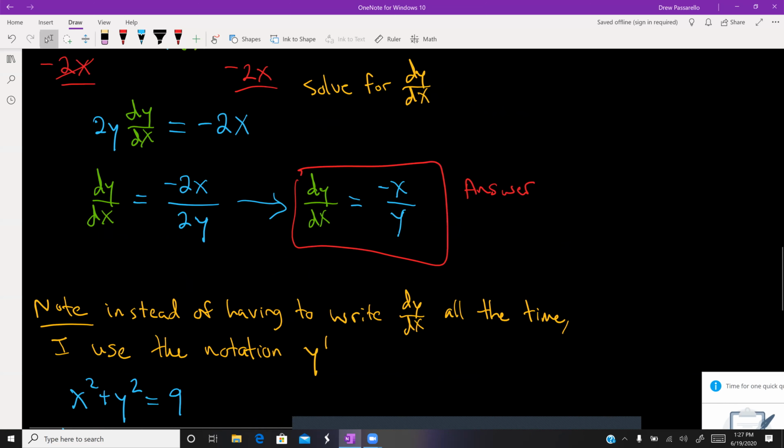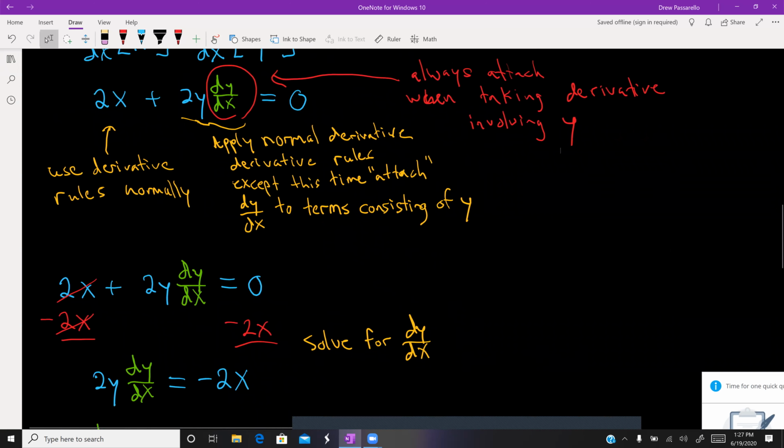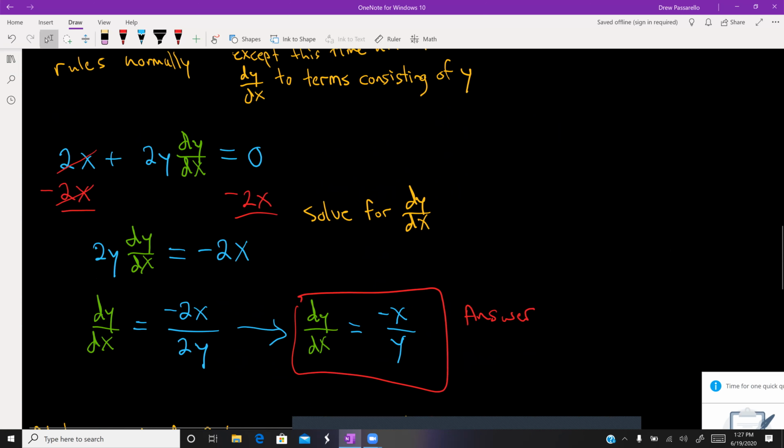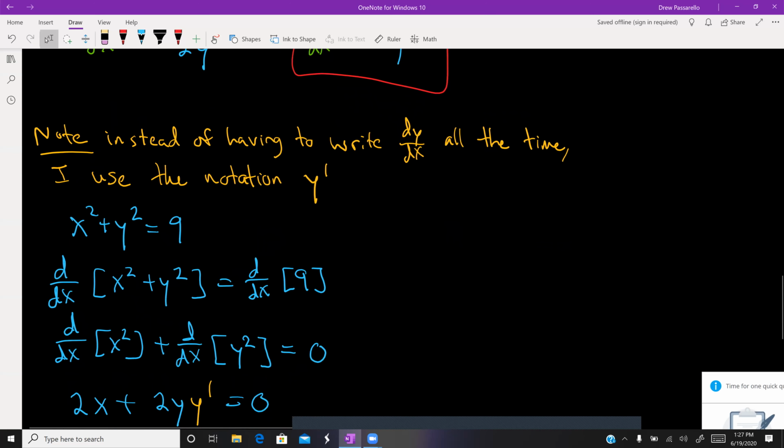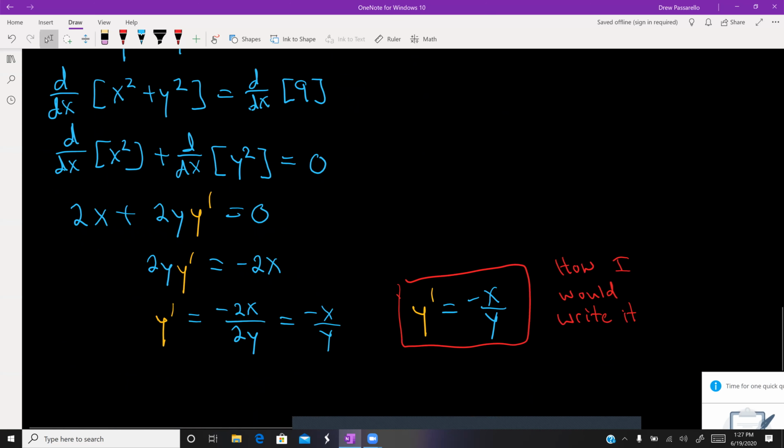The main important thing here is that I attach this dy/dx to any variable or any term involving the variable y, and that's because of the chain rule. So that's this video, just explaining how you use implicit differentiation. We went over the guidelines and did an example. For the next videos, I will be using this notation, y prime versus dy/dx, even though they mean the same thing.